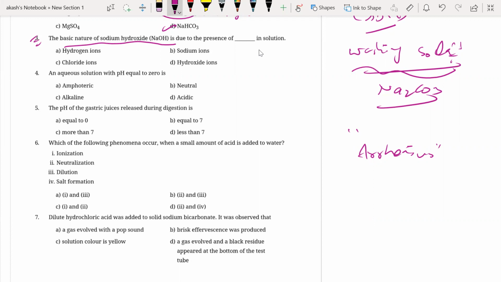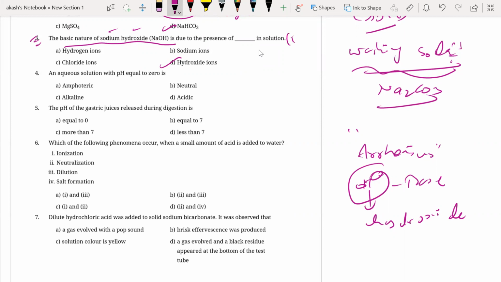What did I tell you now for a base? Anything which dissolves in water and gives me hydroxide ion, it gives me OH minus, right? OH minus is what makes my base. And what is this OH minus ion's name? This is what is called hydroxide ion. That's why it's called sodium hydroxide. So the answer to this question is option D, hydroxide ion. The basic nature of sodium hydroxide is due to the presence of hydroxide ions in solution. In solution means they're asking about water.